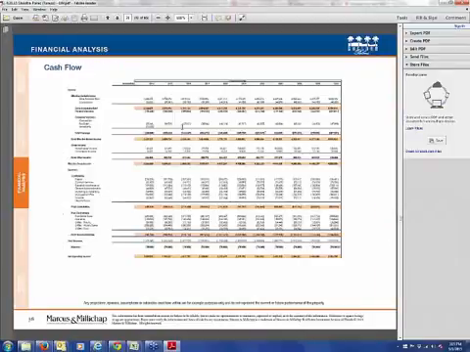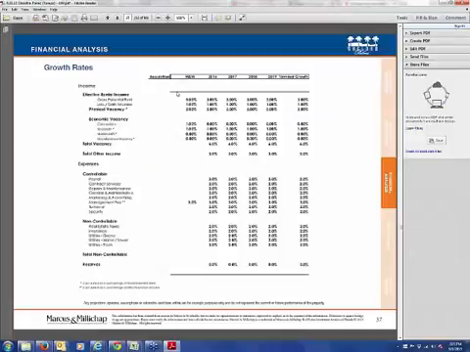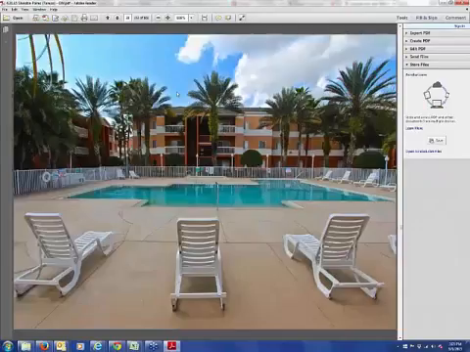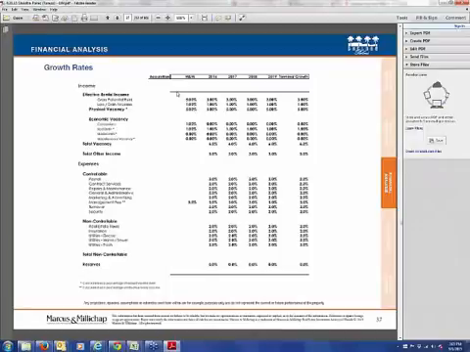There are notes and assumptions, cash flow. I don't care about this. This page, you can burn this page on my computer because it's all based upon future assumptions. I don't care about any of that stuff. All right, next. Growth rates, I don't care about that either. All right, pretty pictures. Let me see.